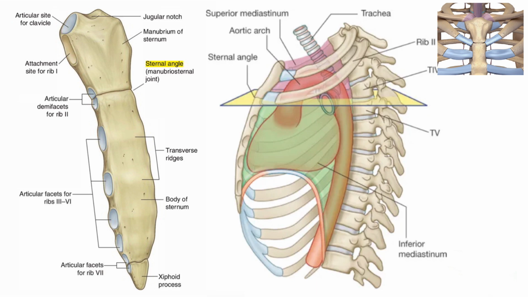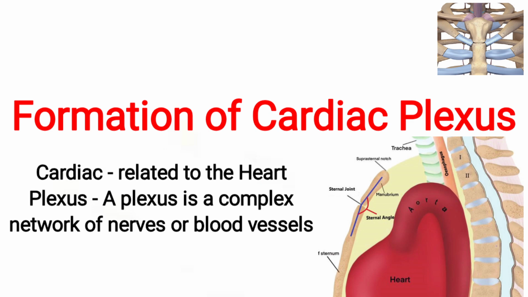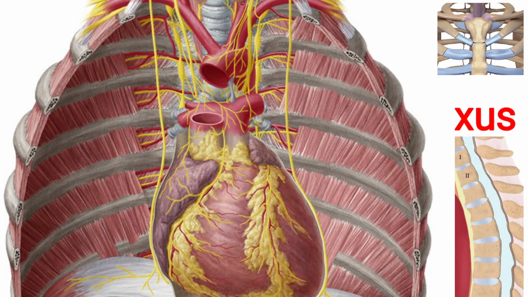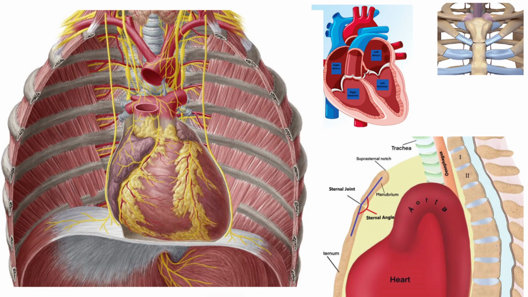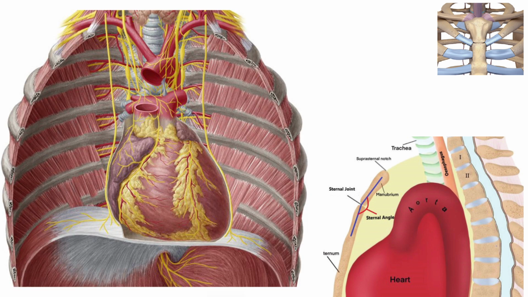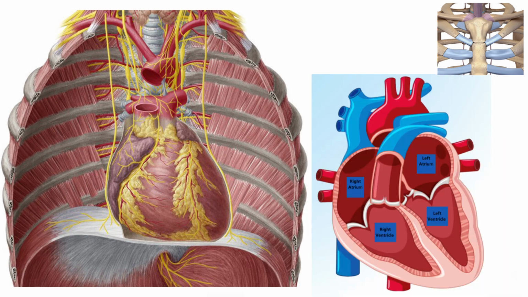Second is formation of cardiac plexus. Okay, a network of nerves for the heart. It is like telephone wires controlling the heart. At this level, these nerve fibers join together. So we said that formation of cardiac plexus takes place.